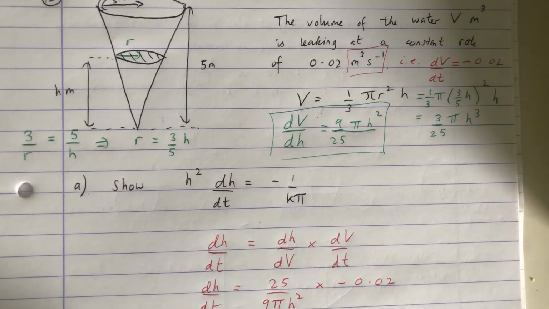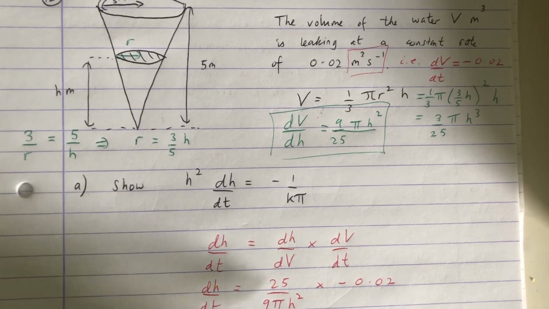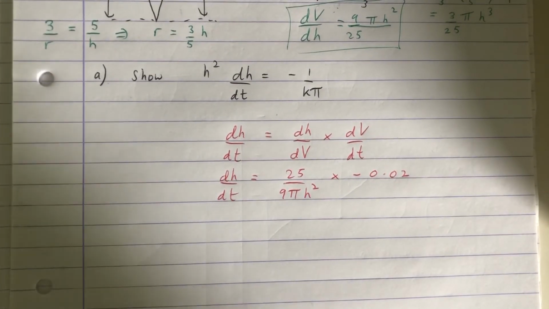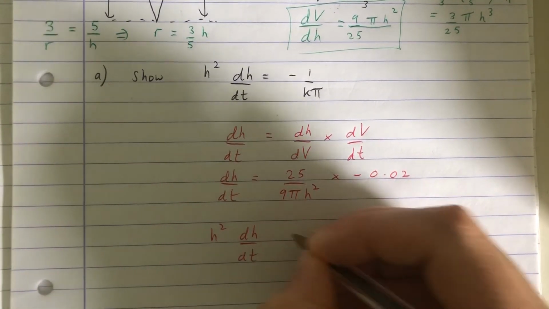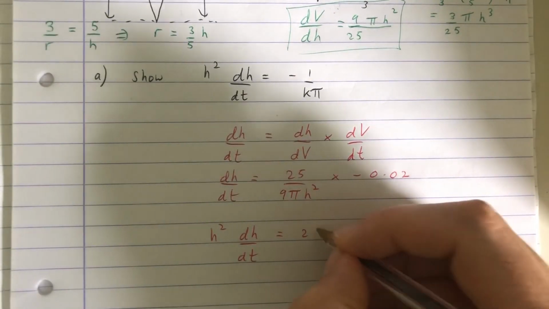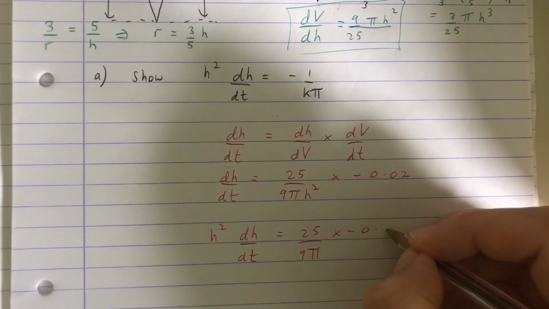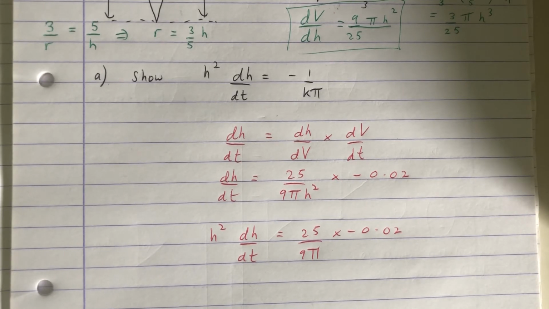times dV by dt, which was given in the question, -0.02. And if I compare this with what they want me to get at the top, the only thing they've done is times by the denominator h squared. So that's what I'm going to do next, times by h squared, and I get h squared dh by dt is equal to 25 over 9 pi times -0.02, and times this on my calculator.